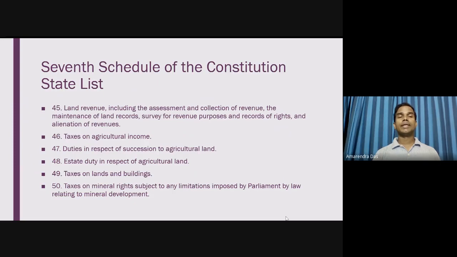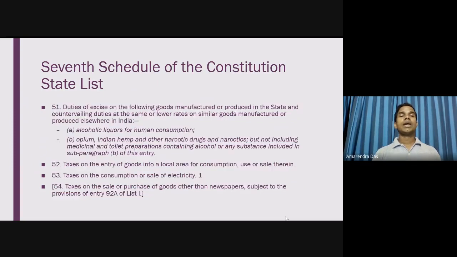So in India, minerals are regulated by the union government, but since the ownership right of the land is with the state government, the revenue goes to the state government. And then come duties of excise on the following goods manufactured or produced in the state, and countervailing duties at the same or lower rates.